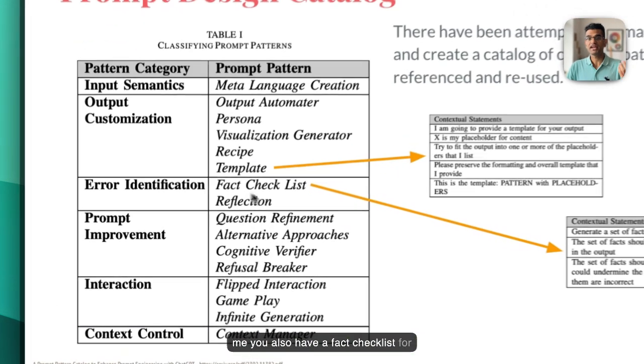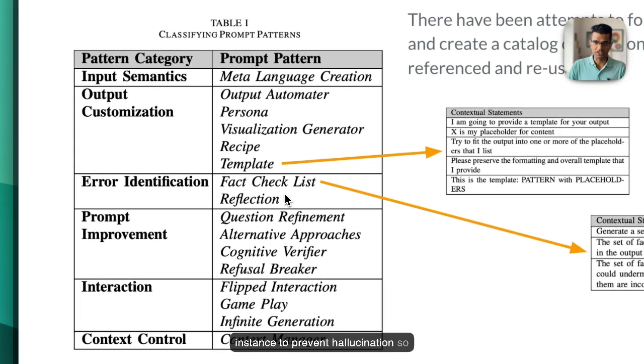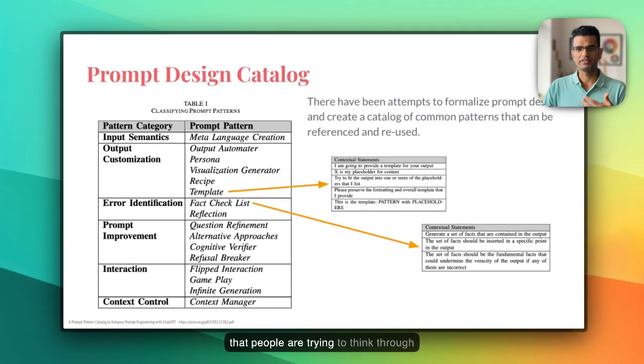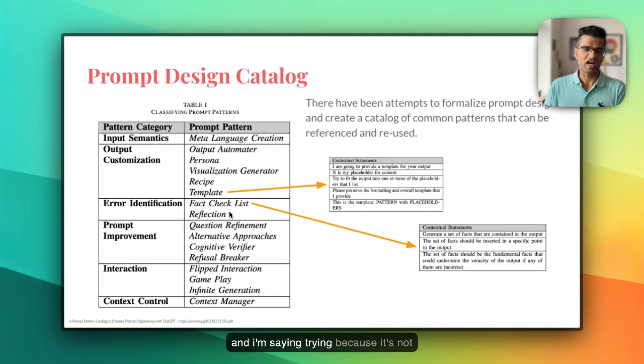You also have a fact check list, for instance, to prevent hallucination. So these are some abstraction patterns that people are trying to think through, and I'm saying trying because it's not yet established what's the best way to do it, and so I don't really rely as heavily on it, but just to give you additional help and resources to think about it.